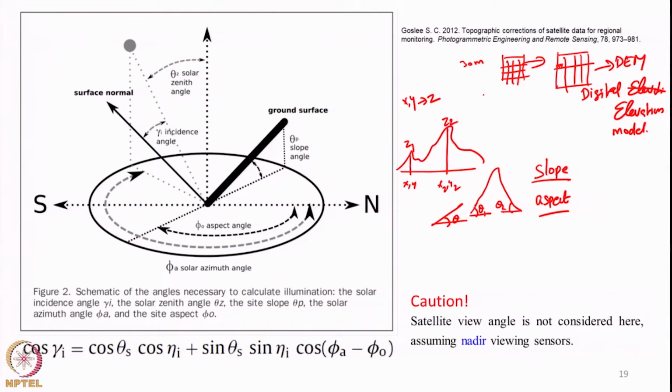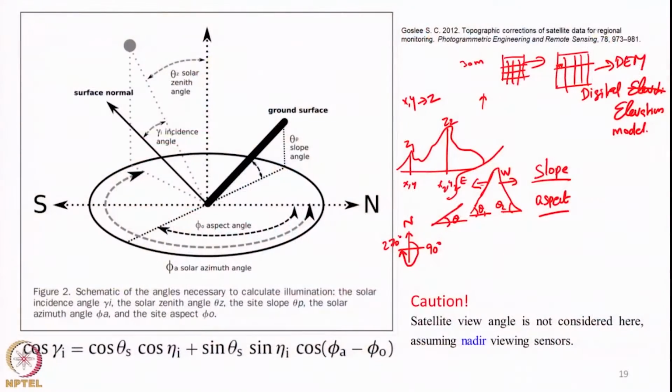Aspect is, with respect to any given reference direction, the way in which the slope is oriented. Let us say this is east. This particular face is facing the eastern direction. If we assume that, then the aspect of this particular slope is in the eastern direction. For this particular side, the aspect is in the west direction. Aspect is normally measured with respect to north, that is the convention we use. If this side is exactly facing east, the aspect from north is 90 degrees, and for this other side it will be 270 degrees clockwise. So, aspect is the angle in which direction the slope is oriented with respect to north, measured clockwise from north.